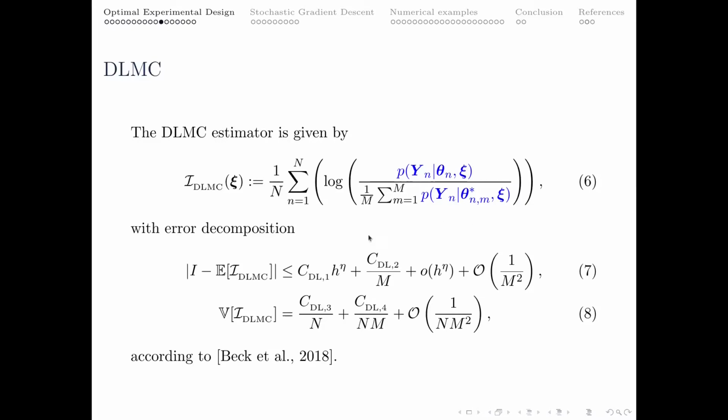So what is the double loop Monte Carlo estimator? We get the double loop Monte Carlo estimator when we use a Monte Carlo approximation for the expected information gain, and we use another Monte Carlo approximation to approximate the marginal likelihood here. This estimator has an error decomposition shown by Beck et al. Here there is a bias of order M to the minus 1, where we have another contribution to the bias due to some eventual discretization for any method for the solution of the model, and a variance given by these terms here. These constants are shown in this work. Note that the total work of one estimate of this estimator is given by N times M model evaluations.